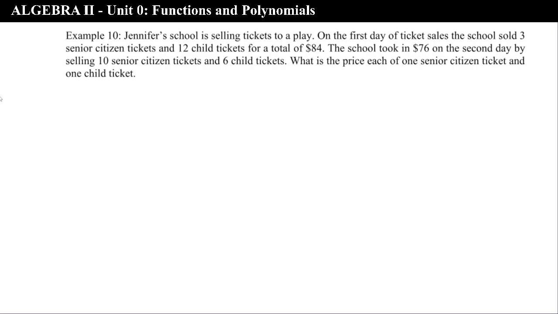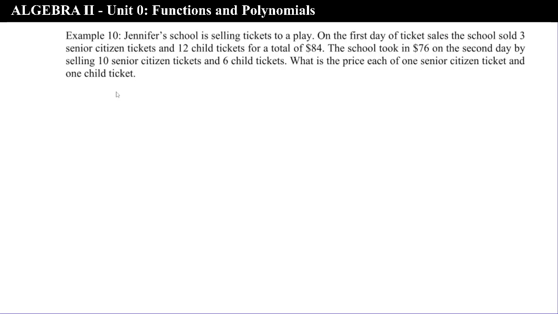All right, let's move on to the next sentence. On the first day of ticket sales, the school sold 3 senior citizen tickets and 12 child tickets for a total of $84. Okay, so we know what happened the first day. We sold a total of 84. It sounds like we're going to have something as equals to 84. And we know we've got 2 things going, senior citizen and child tickets. Okay, so it sounds like we're starting to get some variables out of here. The school took in $76 on the second day by selling 10 senior citizen tickets and 6 child tickets. Okay, so it sounds like those 2 sentences are going to be our 2 equations.